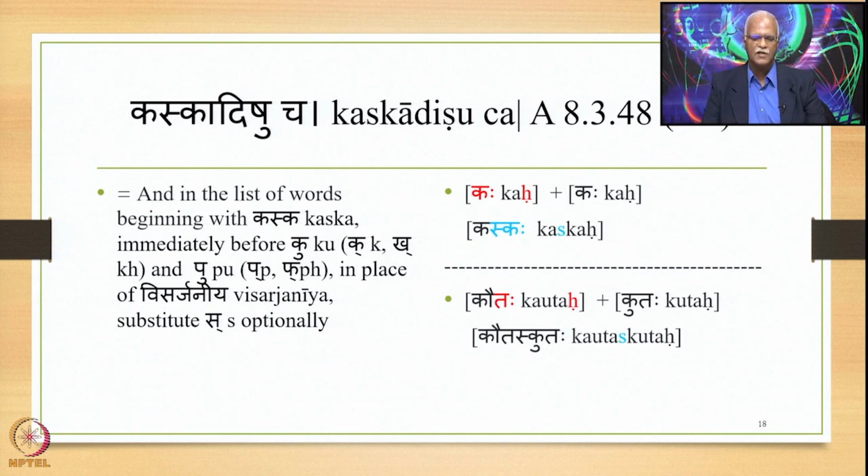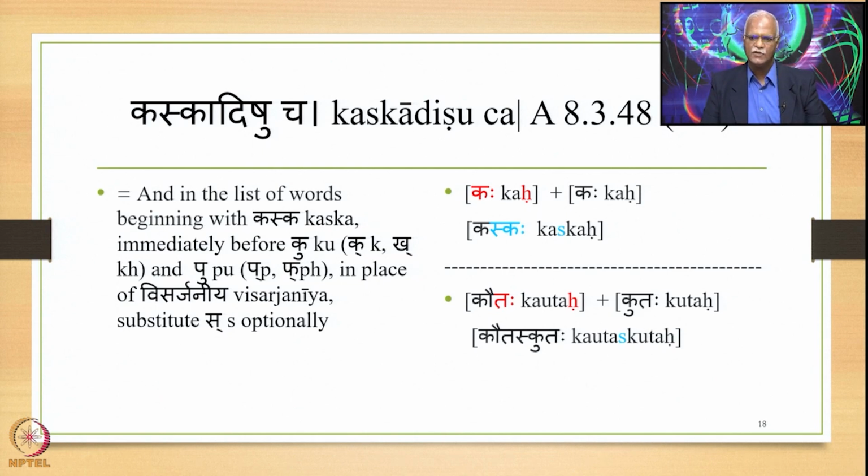Anyatrasyam. I repeat, and in the list of words beginning with Kaska, immediately before Ku and Pu, in place of a Visarjaniya, substitute Sa, optionally. So if we have Kaha plus Kaha, where this is the visarga followed by k, and this is part of this list, and so this visarga gets substituted by sa, and we get the finally derived form kaska, that is kaskaha.